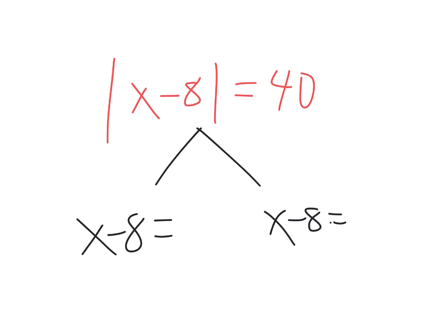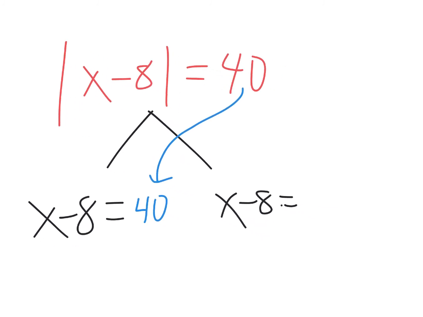Kennedy, there's 2 things that x minus 8 equals. Can you tell me both of them? Okay, what's x minus 8 equal to on the first one? 48. You're overthinking it. This number's just recopy it down there. X minus 8 is 40. And the other one? X minus 8 is, somebody say it. Negative 40. Good. That's the 2 equations you have to solve.